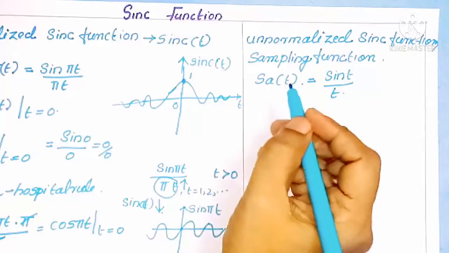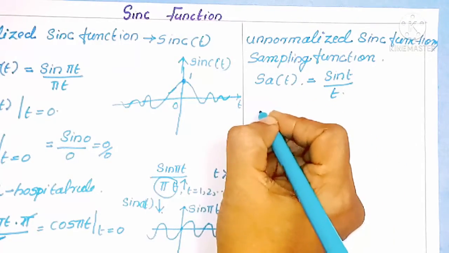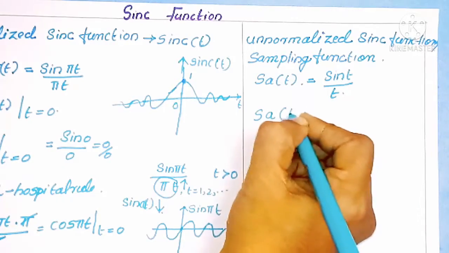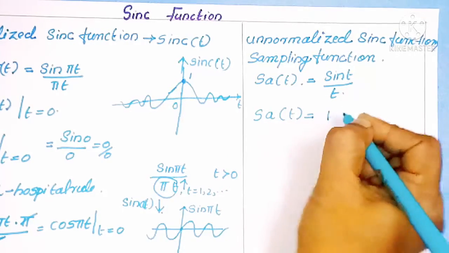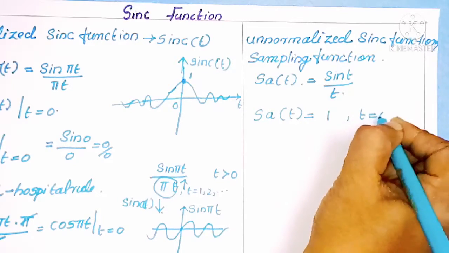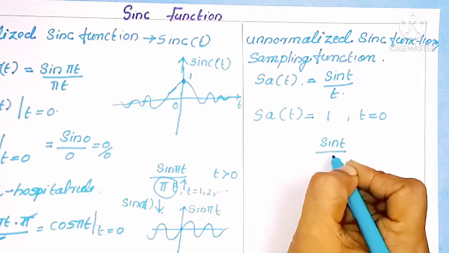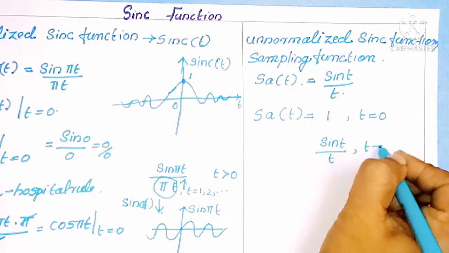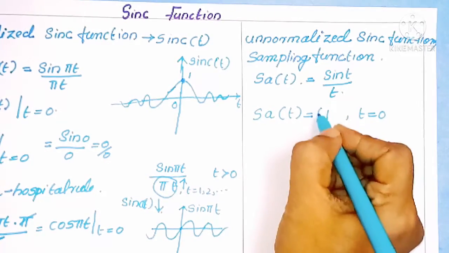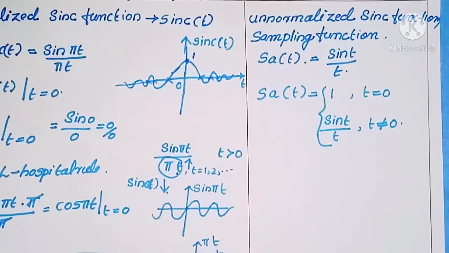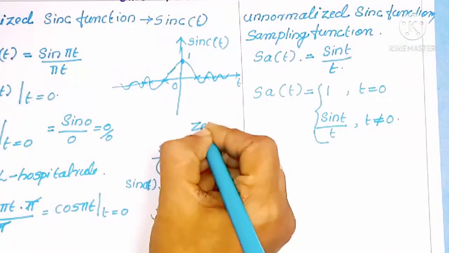The same concept will be applied to the sampling function. So we can define the sampling function. SA of t is equal to 1 when t equals 0. It is equal to sin t by t when t is not equal to 0. This is the definition of a sampling function. Next, what is the zero crossing point?